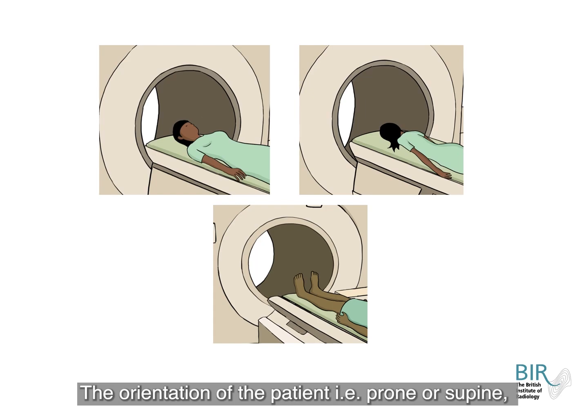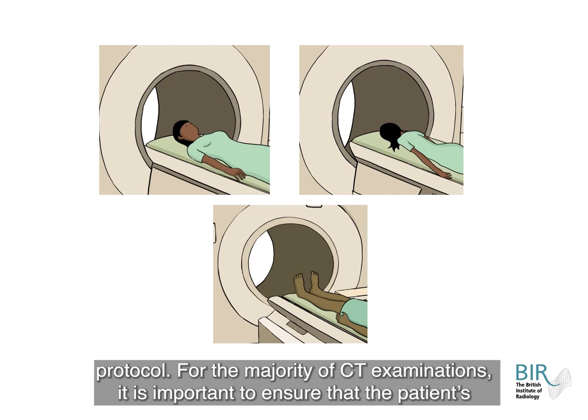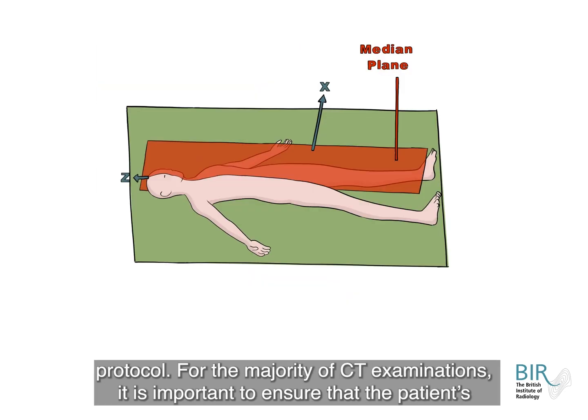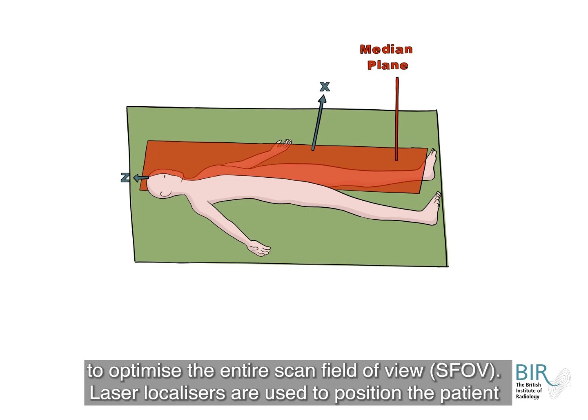The orientation of the patient, i.e. prone or supine, head first or feet first, will be dependent on the CT examination being undertaken and local protocol. For the majority of CT examinations, it is important to ensure that the patient's median sagittal plane is coincident with the centre of the table in the X direction, to optimise the entire scan field of view, SFOV.